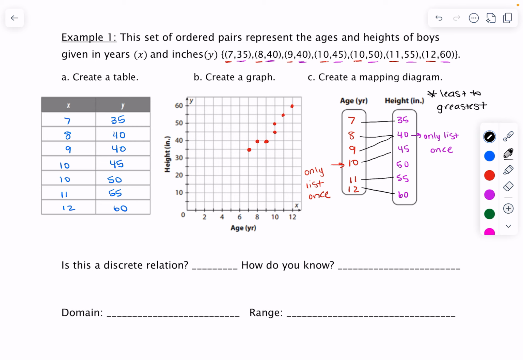In general. Is this a discrete relation? Yes. How do we know? Because all the points in our graph are unconnected.